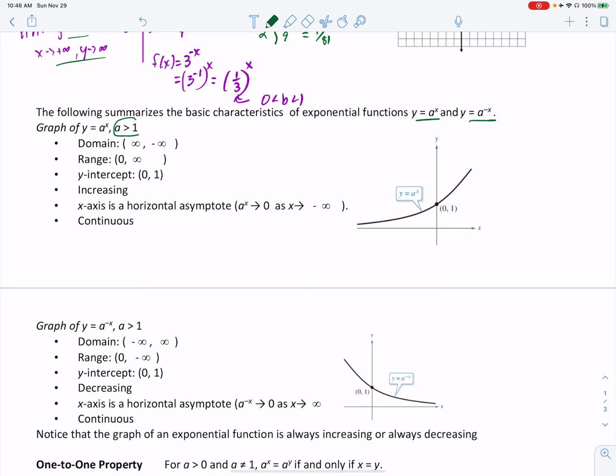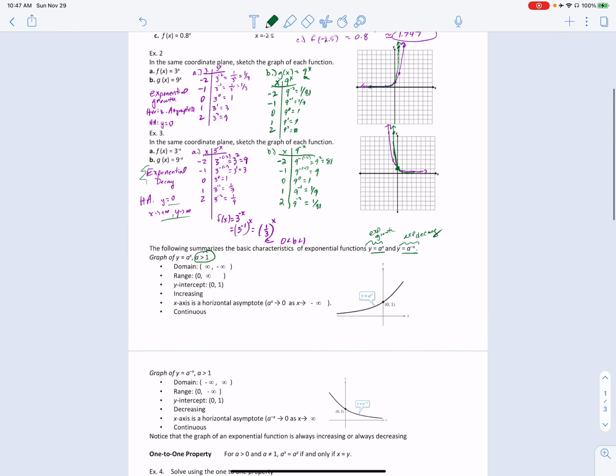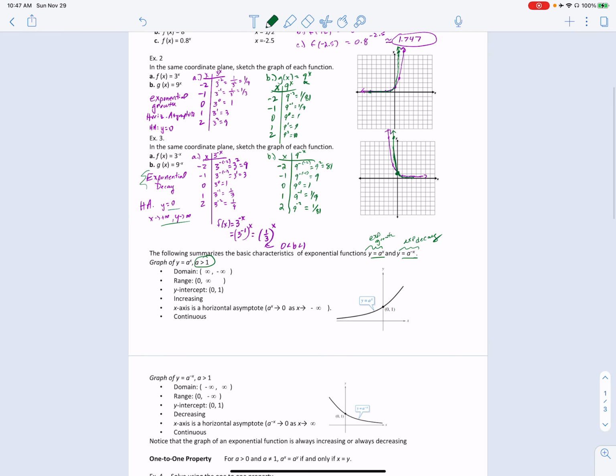Now, this is when a is greater than 1. And so this y equaling a to the x, a greater than 1, is going to be exponential growth. Versus when a is greater than 1, this is going to be exponential decay. So the domain on all of these, -infinity to infinity, range 0 to infinity.